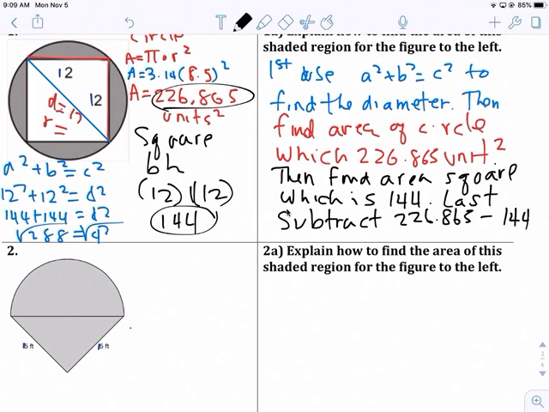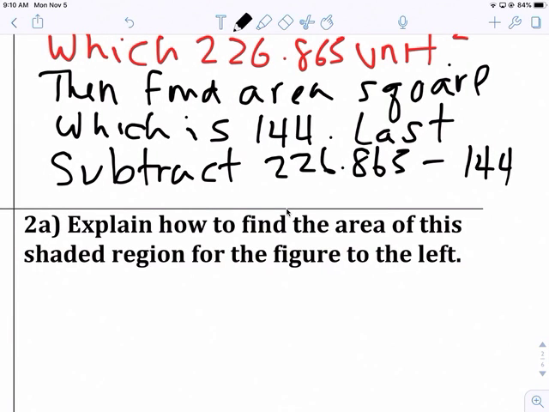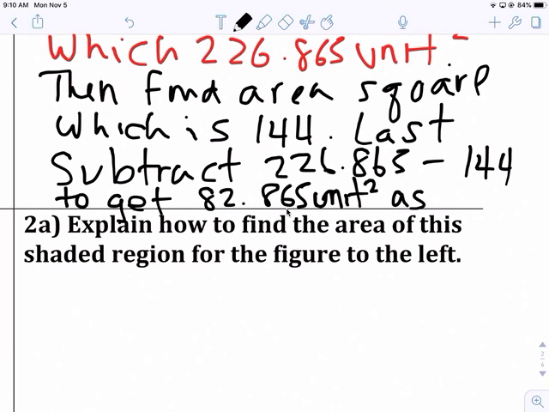So when you subtract this, 2 to 6.865 minus 144, you get 82. And I subtract to get 82.865 unit squared as the area of the shaded region.